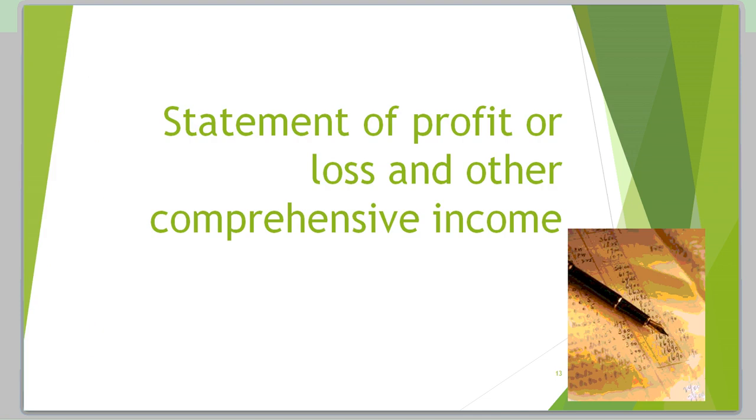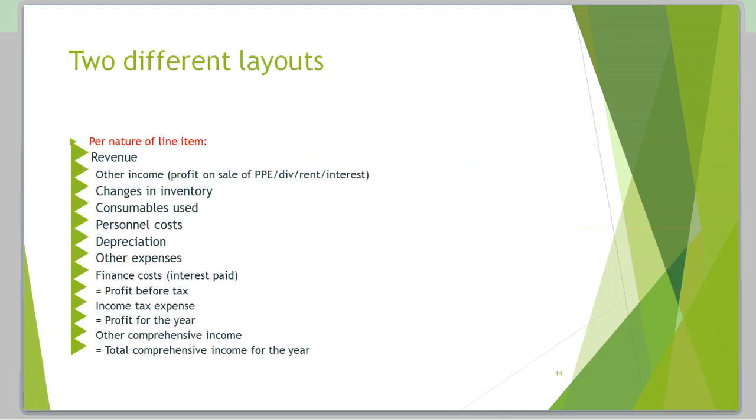Then the statement of profit and loss and other comprehensive income. There are 2 different layouts for this statement. We can use the per nature layout. That is when we start with revenue, then we have other income, changes in inventory, consumables, personnel costs, depreciation and other expenses, finance cost, income tax, other comprehensive income. So here all the different line items are sorted per type or per nature. So here you will see we'll have depreciation separately, we'll have a personnel cost separately.